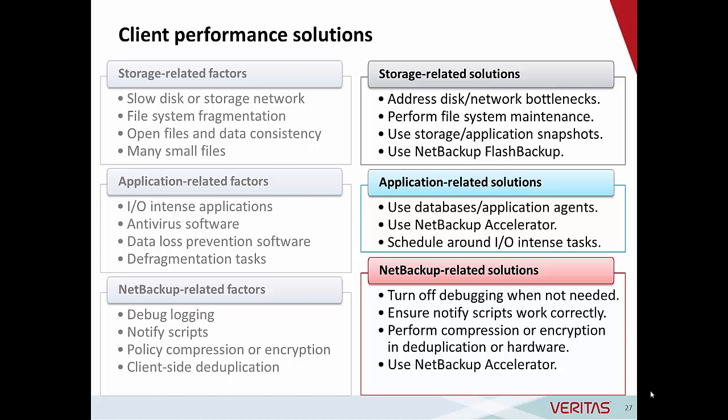For application-related issues, the use of NetBackup agents rather than old-school dump and sweep data protection strategies will generally give better performance. Also, the NetBackup Accelerator feature can help a lot, particularly when we're talking about virtualized applications. When it comes back to NetBackup-related issues, turn off detailed debug logs when they're not needed, because they're just generating lots of extra I/O. Make sure your notification scripts are working correctly if you're using any of them on the client, because they'll eat up more time if they're improperly configured. Make sure with deduplication that any compression or encryption that's taking place is being done by the dedupe engine and not by an outside source. And again, consider the use of NetBackup Accelerator, which can greatly improve backup performance, particularly for full backups.